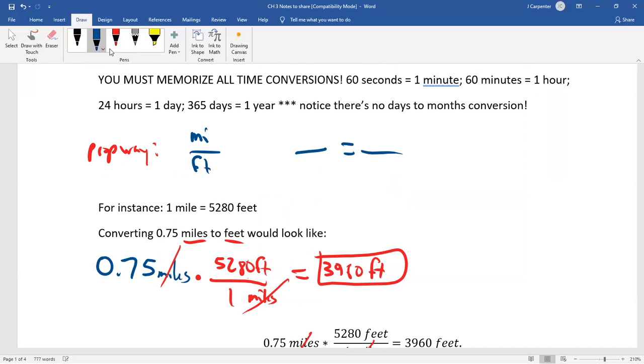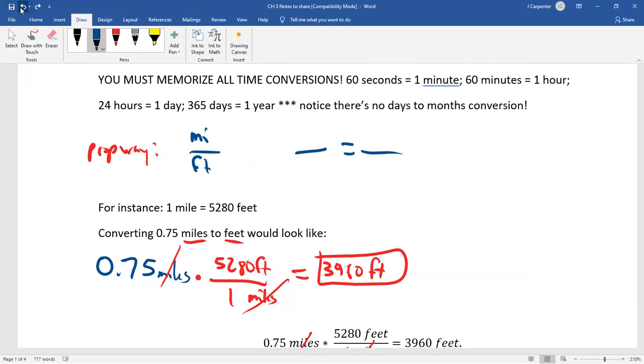That's my choice. Please, for the love of math, understand the abbreviation of miles is not M, it's MI. You will get answers wrong in your homework if you don't know that abbreviation. Maybe even a test ultimately. All right, so miles to feet. All right, well, use the conversion factor as one of the sides of the fraction. 1 mile is 5280 feet.